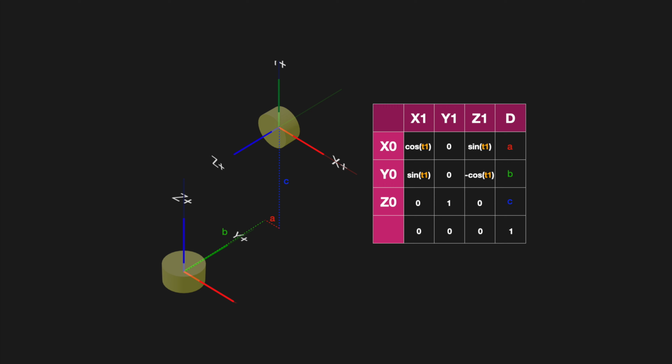What does that mean? Well, in layman's terms, it just means how far away is one frame from the other? How long is the link that connects the two joints? That becomes important when doing forward and inverse kinematics. And all it is really just an addition to the existing matrices that we have.